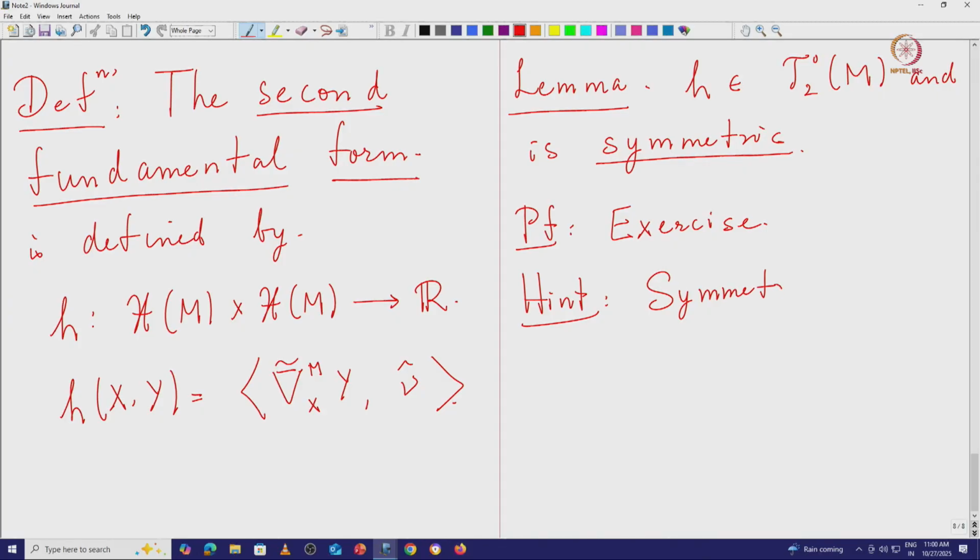Okay. So, let me again give you maybe a hint that the symmetry follows from basically property 5 above, okay.